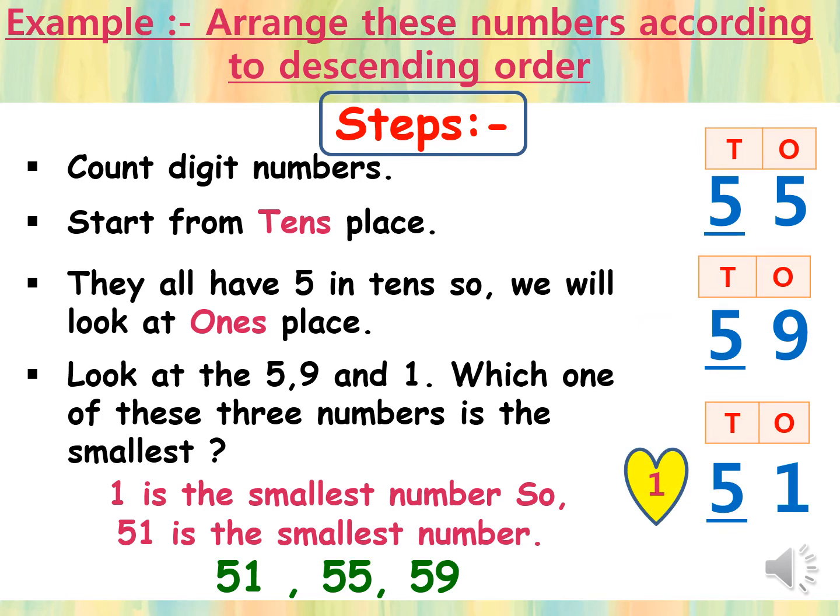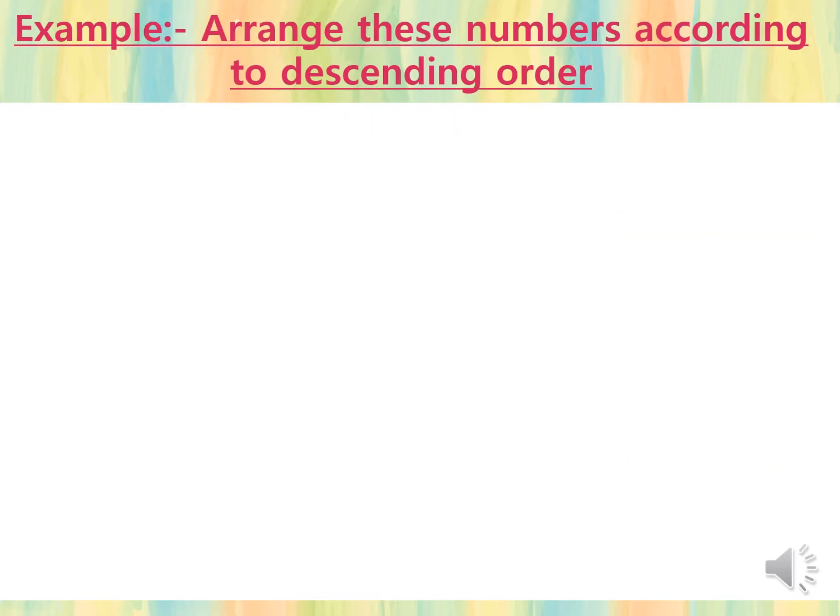Okay, the second one here, which one is the smallest? I look at ones place. I have here 5, 9. So 5 is the smallest number. So 55 is the second smallest number. Then the last number will be 59. So my arrangement will be 51, 55, and then 59.